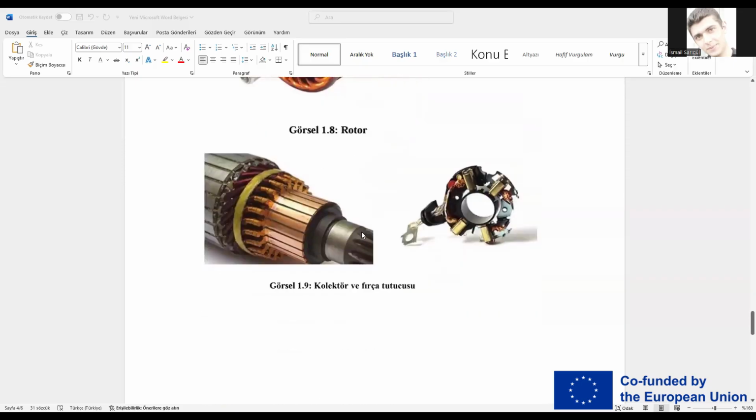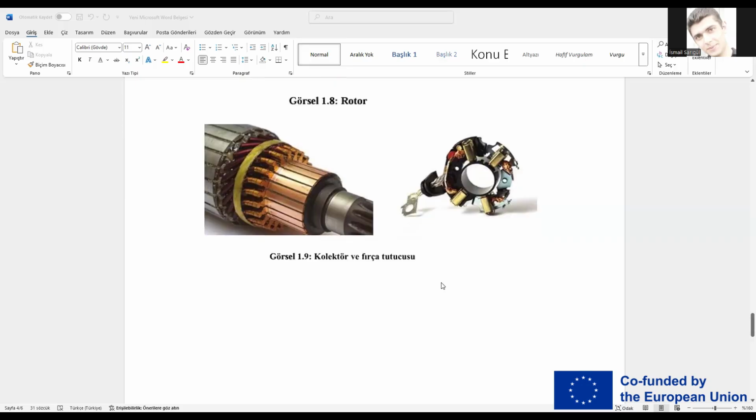The next figure is the commutator and brushes. The commutator mechanically reverses current in the rotor coils to sustain unidirectional torque. It is built from copper segments rotating with the shaft. Carbon brushes, preloaded by springs, contact the commutator to deliver current.